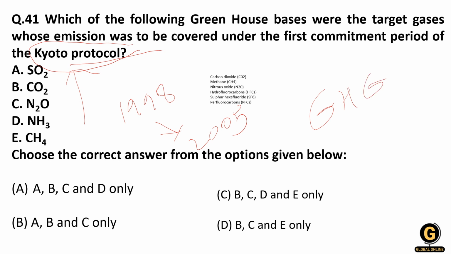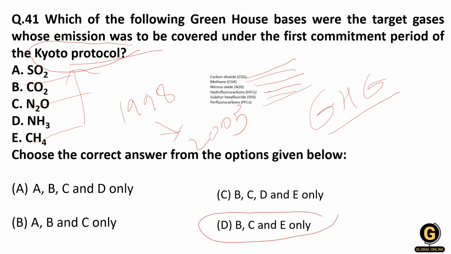Greenhouse gases. So what are the greenhouse gases? So the gases which are responsible for increasing the temperature of the earth. So you have to remember this, and these gases were carbon dioxide, methane, nitrous oxide, HFCs, sulfur hexafluoride, and the perfluorocarbons. So what do we have here? Carbon dioxide, we have nitrous oxide, and we have methane. So our correct option will be B, C, and E.